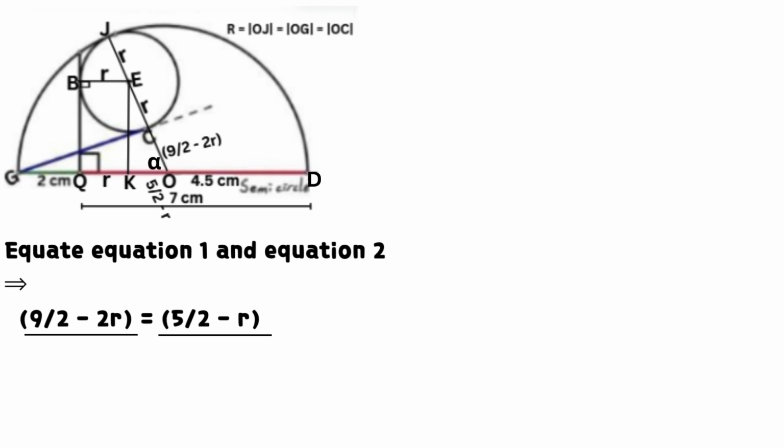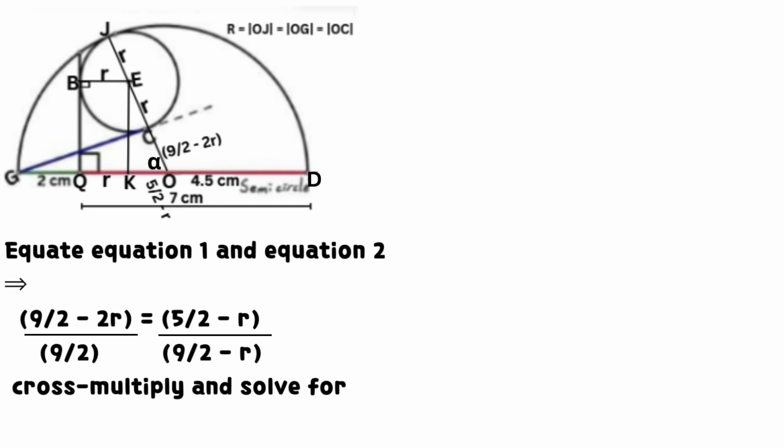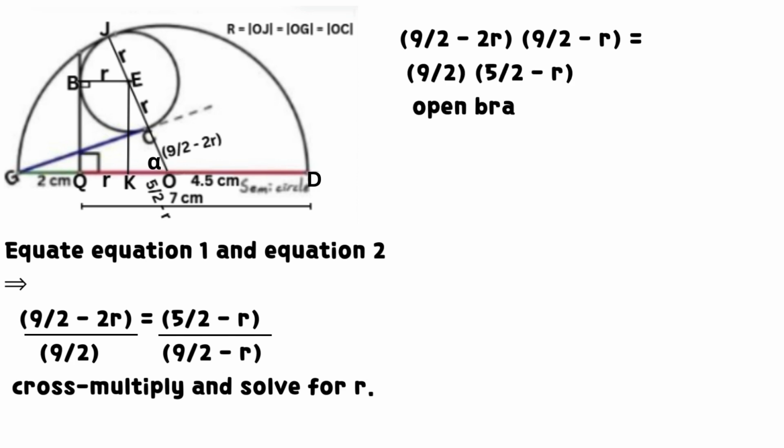Equate equation 1 and equation 2. It implies that half of 9 minus 2 times r, all divided by half of 9, equals half of 5 minus r, all divided by half of 9 minus R. Cross multiply and solve for r. We obtained an equation as shown on the screen.